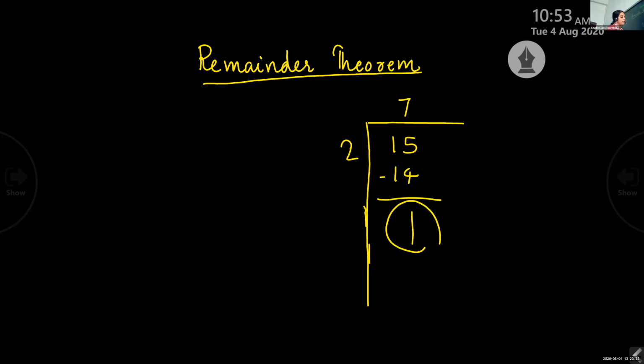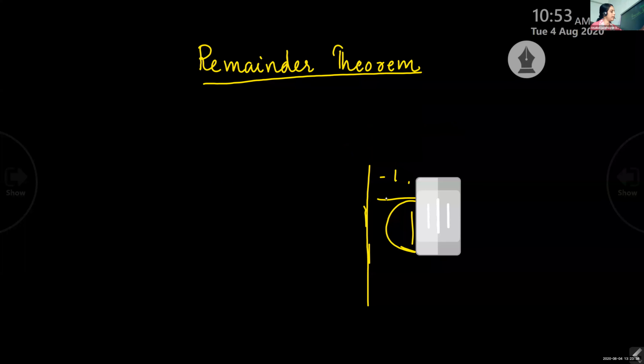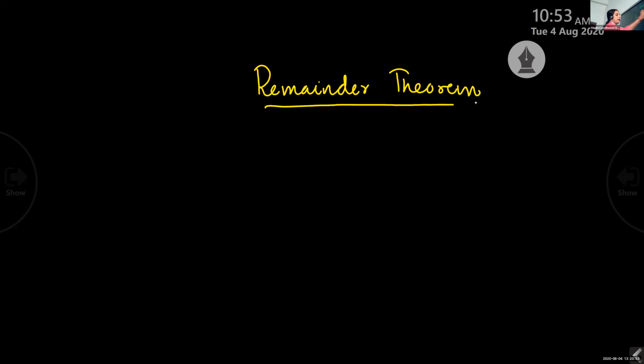Okay, good. So this chapter we are dealing with is remainder theorem. Means a polynomial when it is divisible by a number. So remainder theorem deals with the polynomial. Remainder theorem is based on a polynomial.